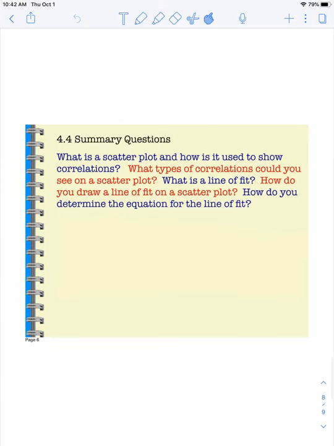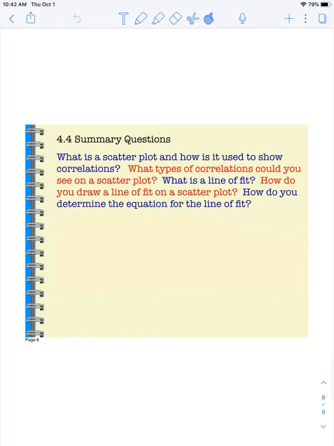All right, here are some summary questions for you today. What is a scatter plot and how is it used to show correlations? Well, that was in our vocab on the first page. A scatter plot is a graph that shows a relationship between two sets of data, and it's used to show correlation. That correlation is the relationship between them. So correlations can be positive, negative, or none. Those are the types of correlations you see on a scatter plot.